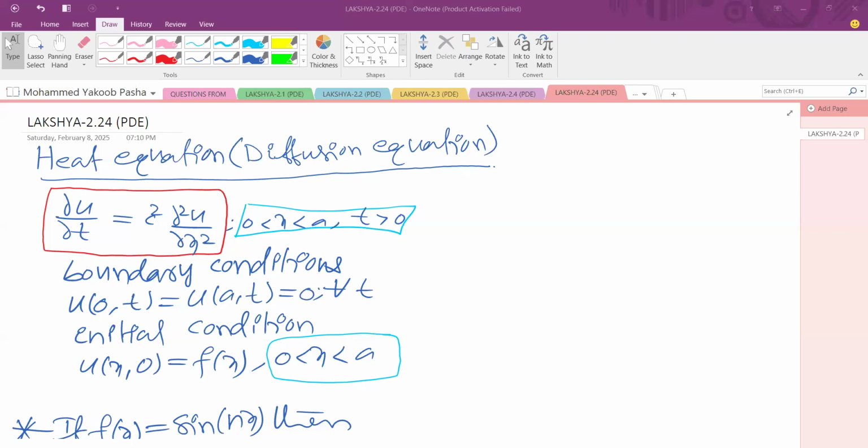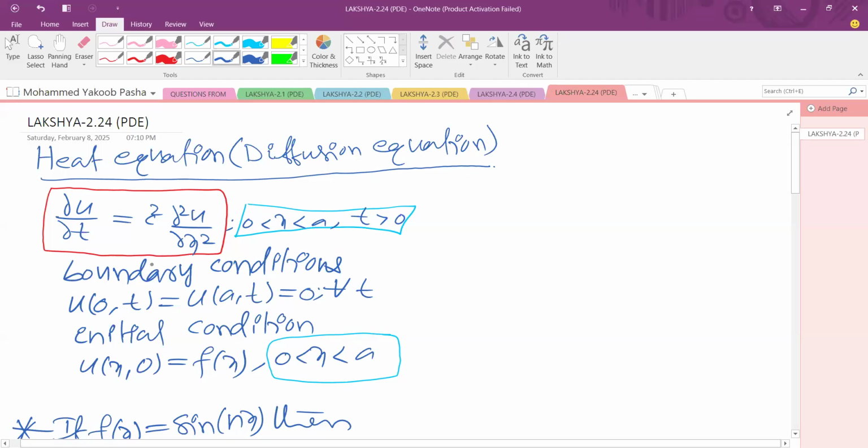In the last class, we discussed the heat equation, also known as the diffusion equation, that is ∂u/∂t = c² ∂²u/∂x², where x lies between 0 and a, and t is the time, greater than 0. Here c is the diffusion constant, and u is the temperature of the bar.